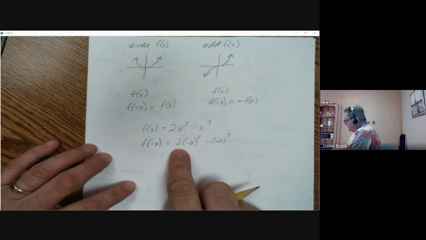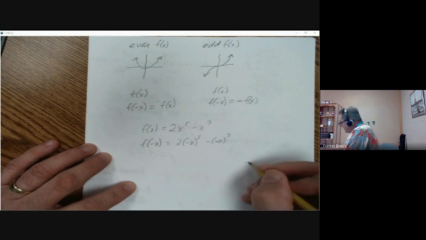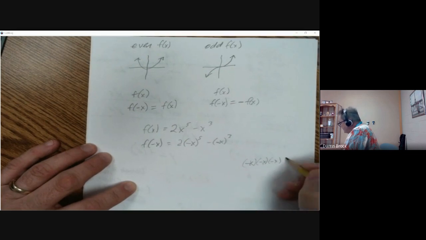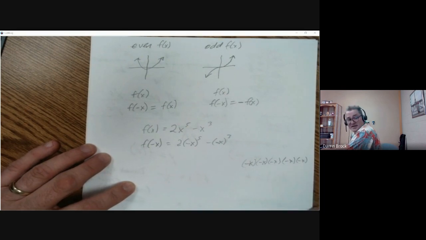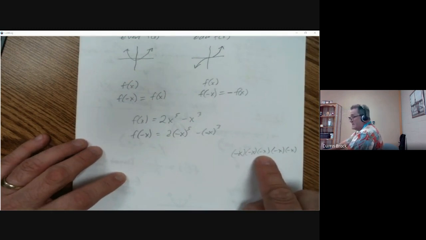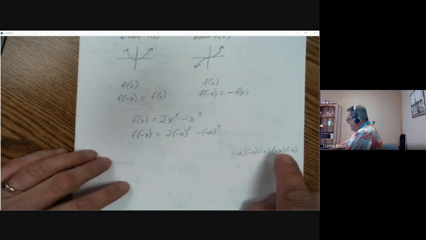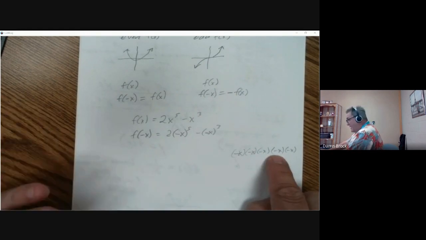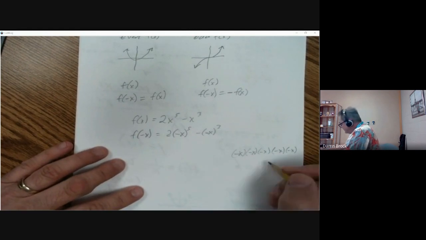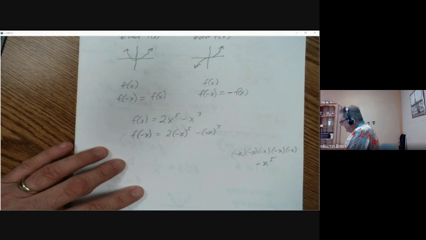So negative x to the fifth power, that's negative x times negative x times negative x. There's the third power, negative x, negative x. If we multiply all those together, what do we get? Negative x times x is positive x squared times another negative x makes it negative again, negative x to the third times another negative x. Now we're back to a positive x to the fourth and another negative. We're back to a negative x to the fifth. So that equals negative x to the fifth.